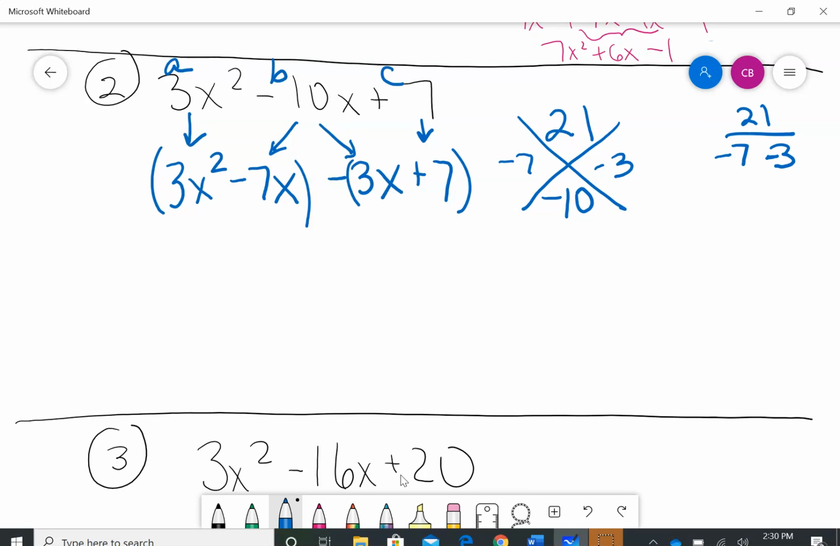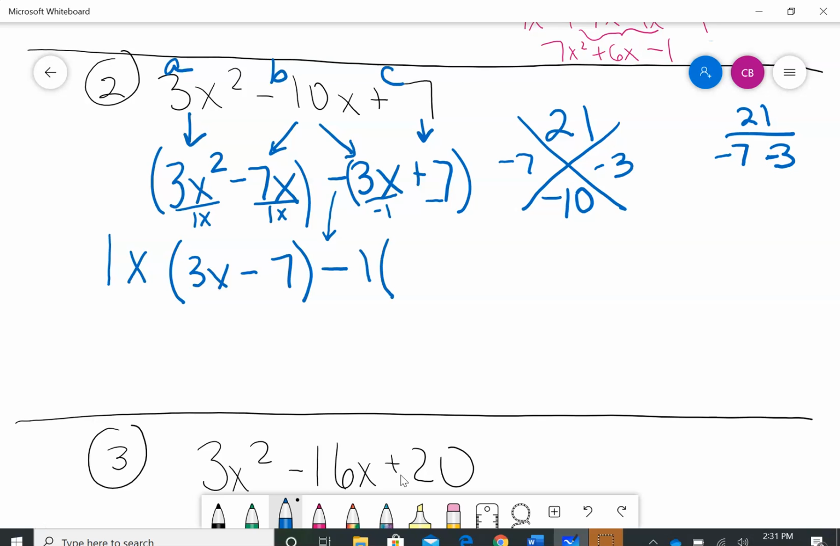Alright, factoring by grouping. The first group with the 3 and the 7, I can only divide by 1. X squared and x I could divide by x. We divide these by 1x, and we get 3x minus 7. I have a minus sign here, so I'm going to bring that down, and then I could divide these numbers by 1 again. We're really dividing by negative 1. So negative 3x divided by negative 1 is positive 3x. And 7 divided by negative 1 is negative 7.